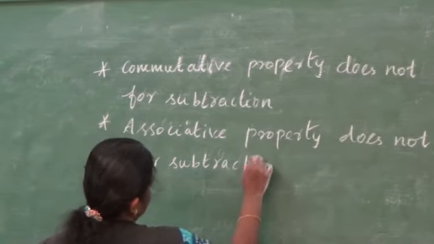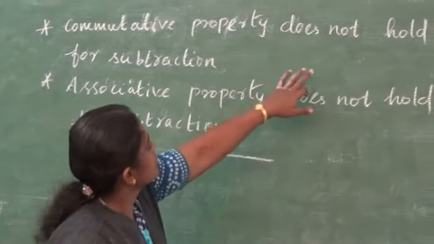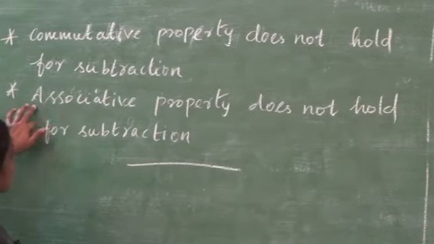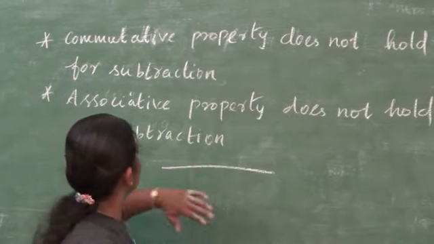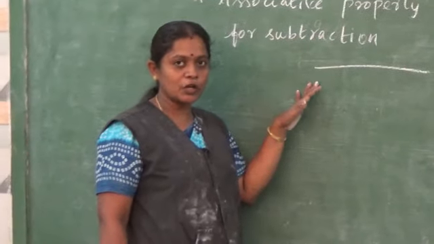Once again, I will read out the property. Commutative property does not hold for subtraction. Likewise, associative property does not hold for subtraction. Only for subtraction, closure property alone holds.